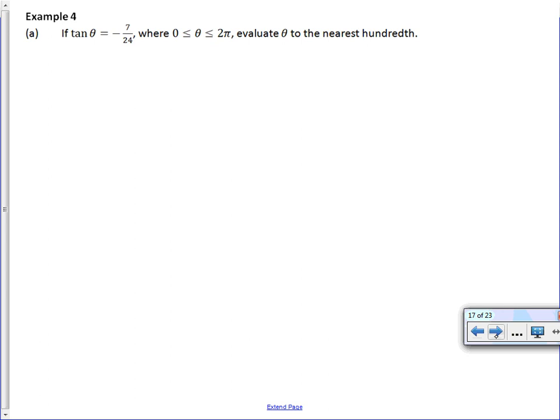Okay, last type of question. These again should seem familiar from grade 11. Only difference, we're working in radians instead of degrees. If tan theta equals negative 7 over 24, where 0 is less than or equal to theta is less than or equal to 2 pi, evaluate theta to the nearest hundredth. The key to this is to draw a picture to help you. And remember that for these types of questions, there are going to be two answers.